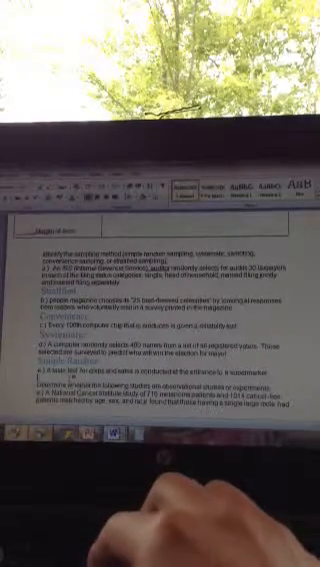Okay. A computer randomly selects 400 names from a list of all registered voters. That's a simple random. A taste test for chips and salsa conducted at the entrance of a supermarket. Again, that's convenience.